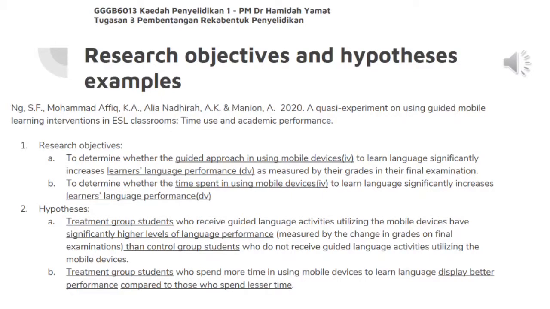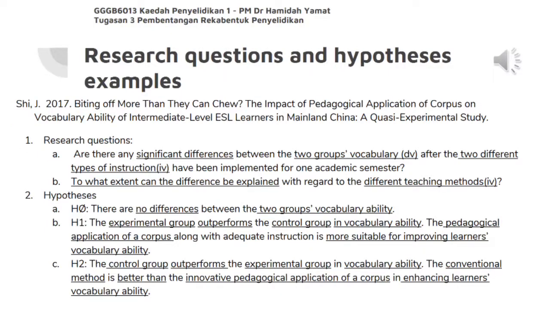The research objectives refer to 1A, the primary objective, to test the intervention so that it can increase language learning performance. 1B refers to a secondary objective, to test another independent variable in the study on language learning performance. Whereas the hypotheses presented are alternative hypotheses that correspond to the primary and secondary objective.